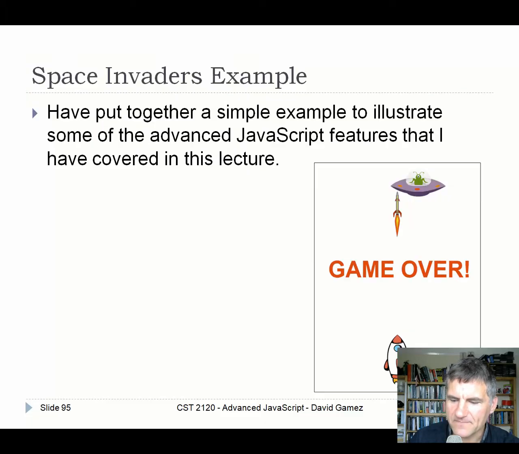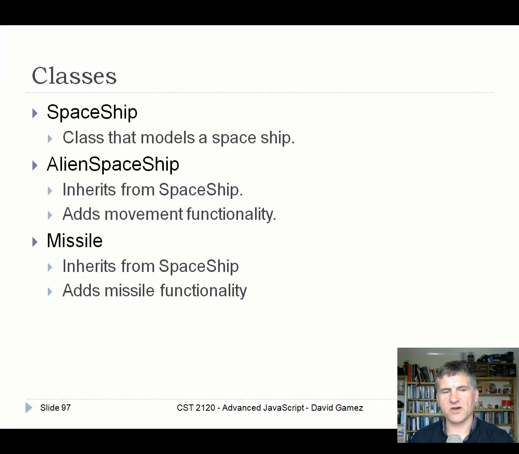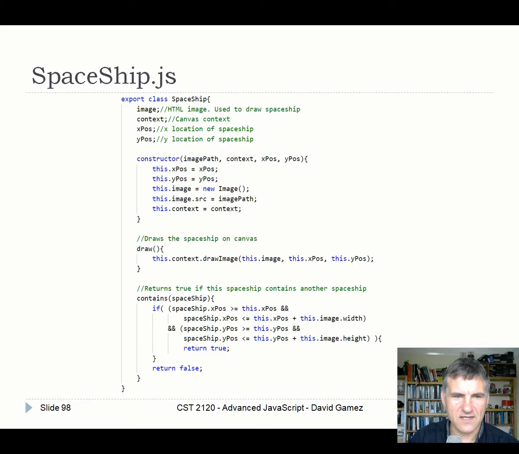So I'm using object-oriented programming here to have a generic spaceship with some generic draw stuff in it, and then I'm extending that in my alien spaceship and adding the movement of the alien to that. And I'm also extending the spaceship class in my missile class with the missile functionality of moving up the page, and the in-the-air launching and that kind of stuff. So in this case, object-oriented programming is saving me a lot of hassle.